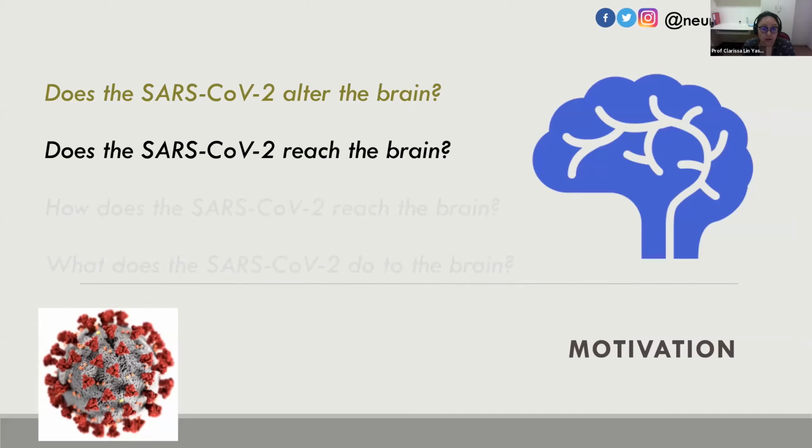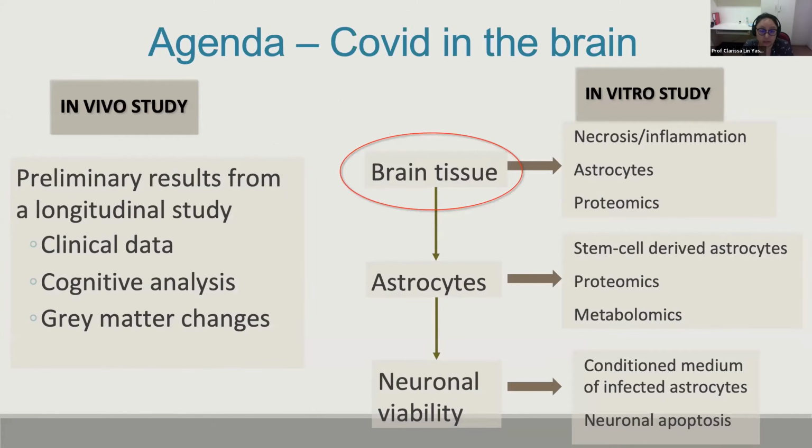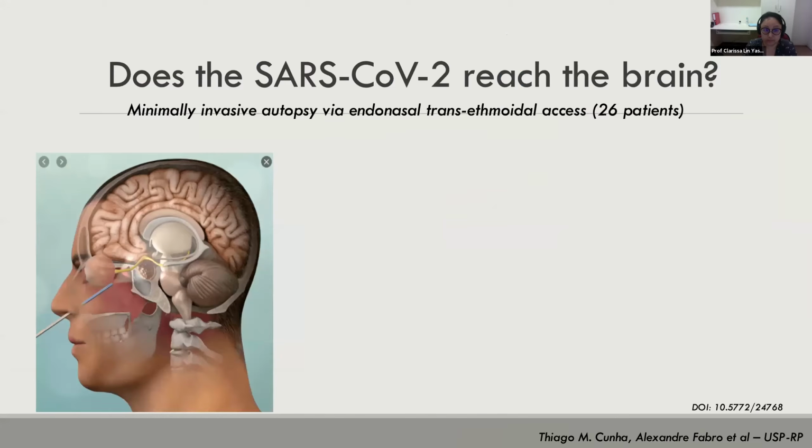Okay. So the second question, can the SARS-CoV reach the brain? And for that, we analyzed brain tissue. So now I'm entering the in vitro part of the presentation, which is divided again. And right now I'll talk about the brain tissue analysis.